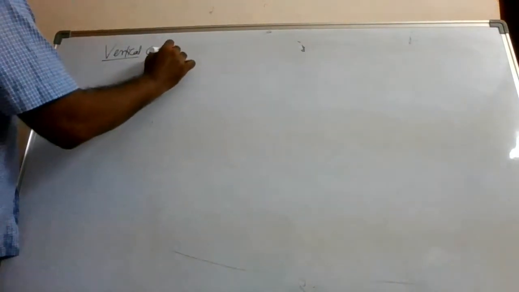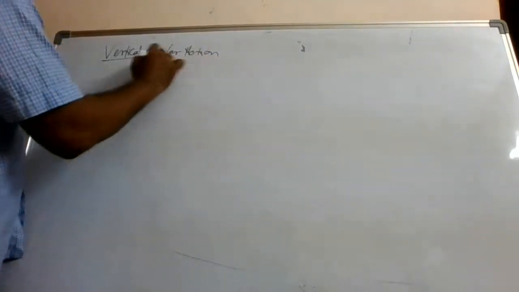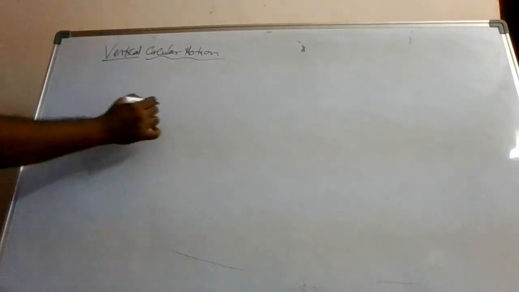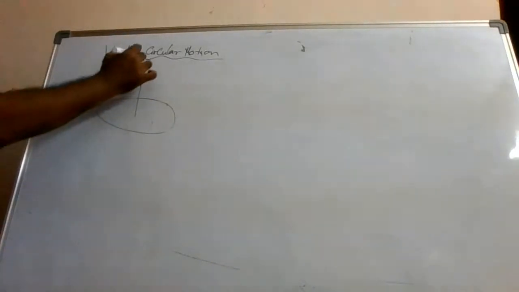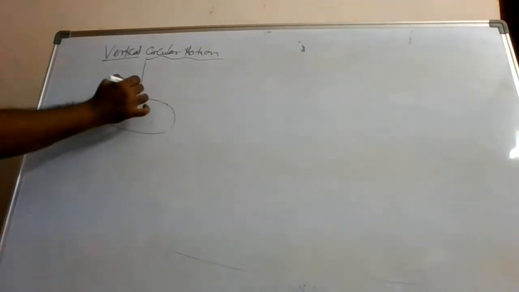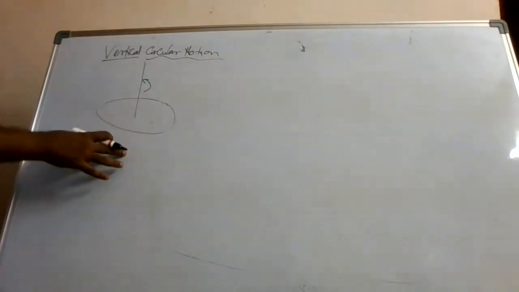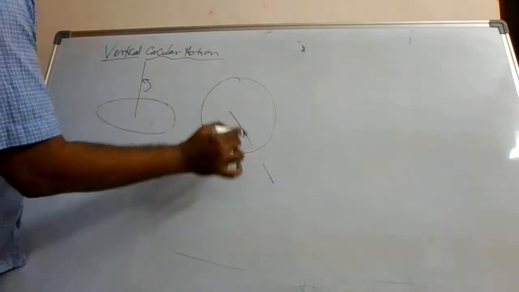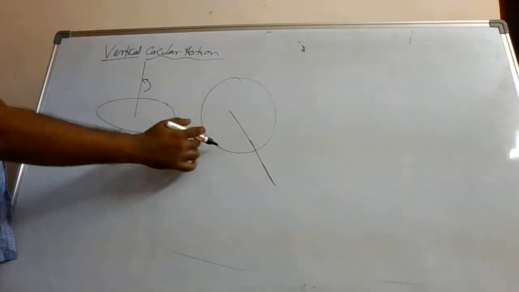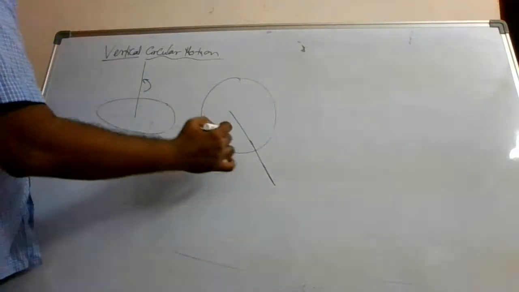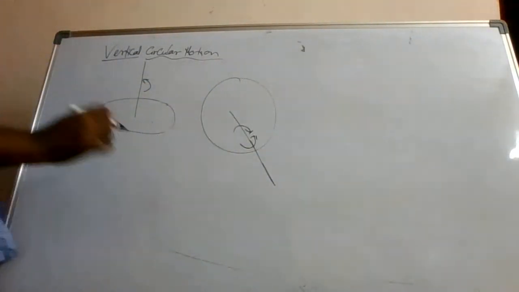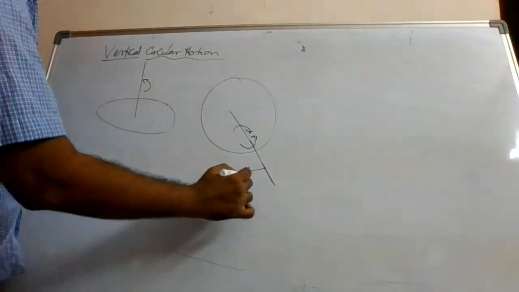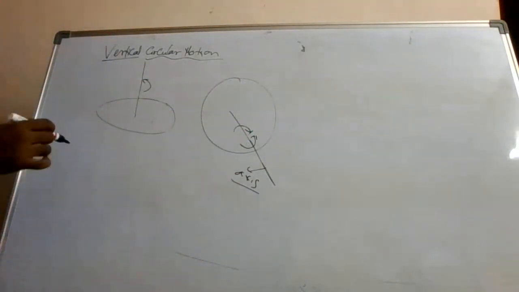In our last session, we were discussing vertical circular motion. If this is your axis of rotation and this is rotating like this, this is a horizontal circle. But if the rotation is like this, now this line indicates the axis, and it is rotating like this or like this. This is our axis of rotation. So this is our circular motion.